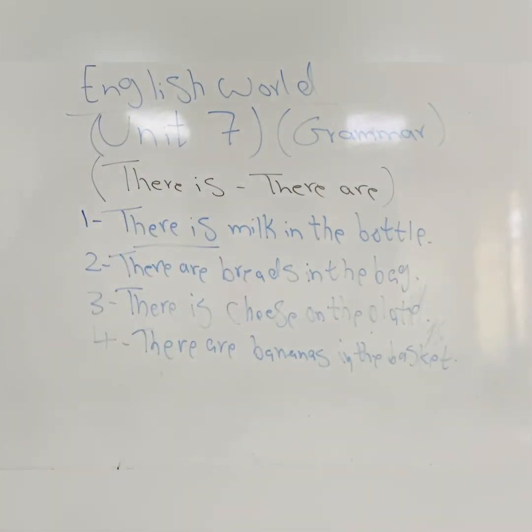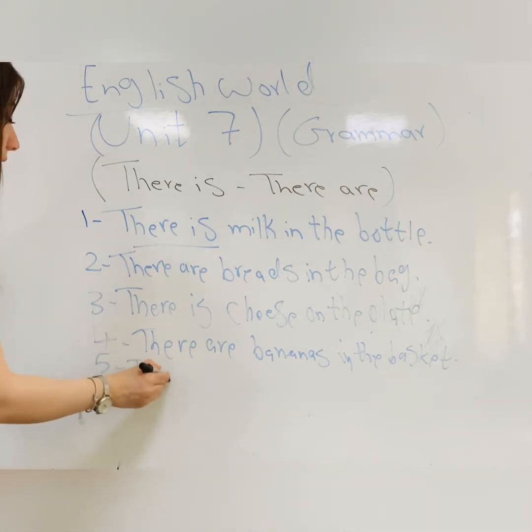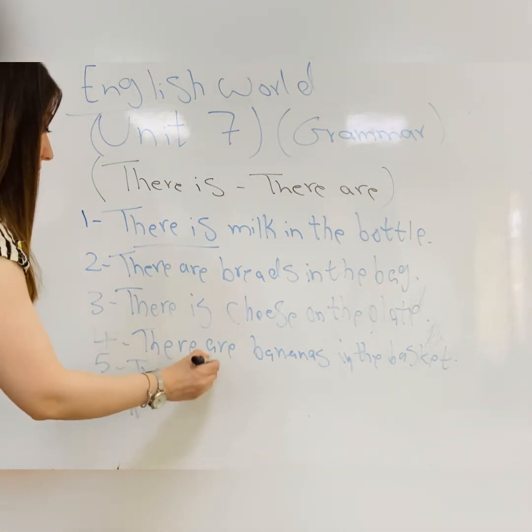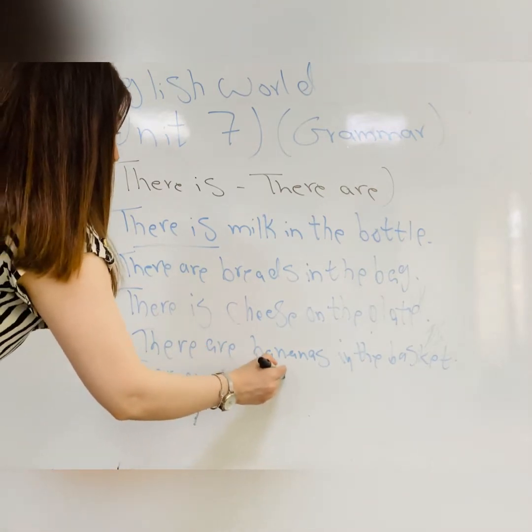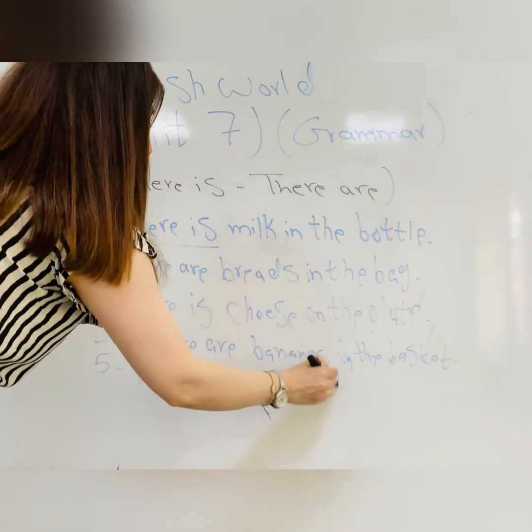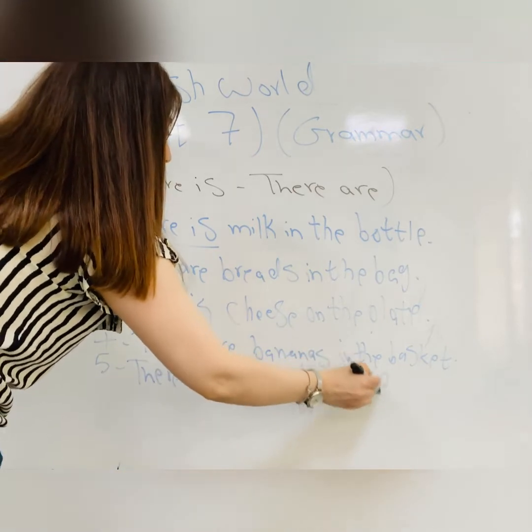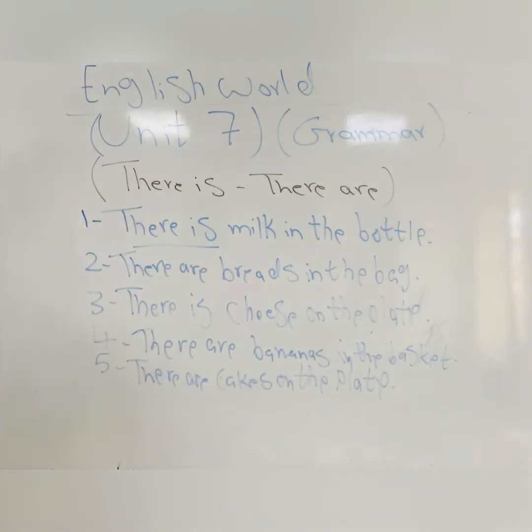Number 5, we have 2 pieces of cake on a plate. So it's more than one piece, so we have to say there are. We have to say there are cakes. There are cakes on the plate. Okay? So did you get it?